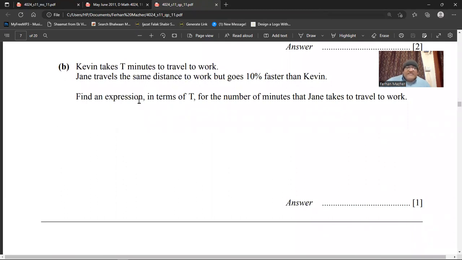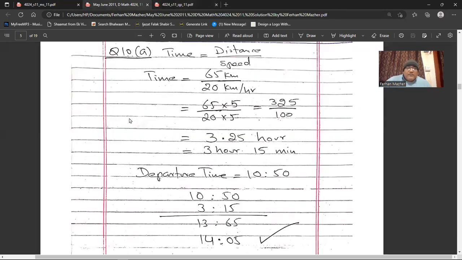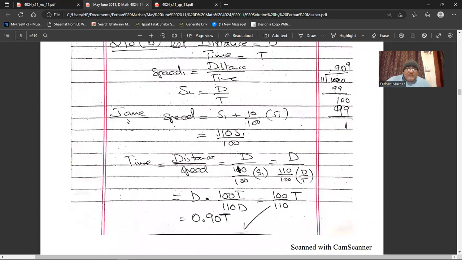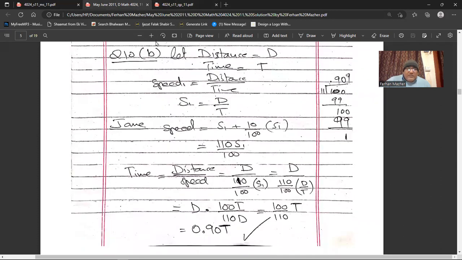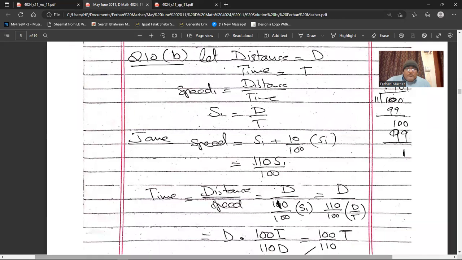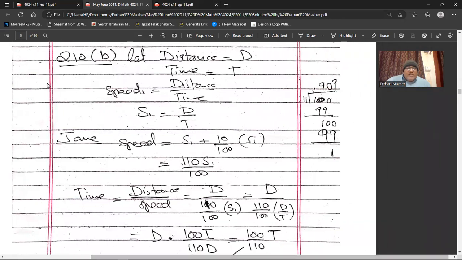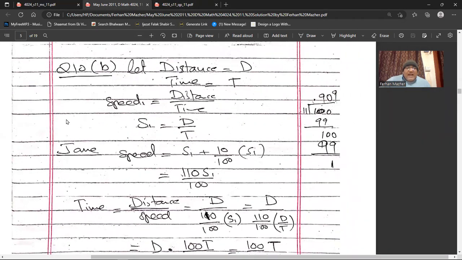1 mark question. He says, Kevin takes T minutes to travel to work. Jane travels the same distance to work but goes 10% faster than Kevin. Find an expression in terms of T for the number of minutes that Jane takes to travel to work. Okay. A little heavy question.